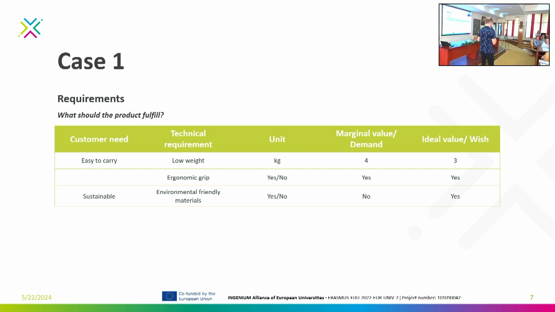So the customer need is basically, I want it to be easy to carry, whatever it is. So then the technical requirement, you can break it down. Easy to carry, maybe that's a low weight. And also maybe something about ergonomic grip, which means that it's nice to actually hold in your hand. And then the other thing is also, of course, sustainability: environment friendly materials. And then you can have the units. In this case, you have kilograms, yes or no, and the other one is yes or no. And then the marginal demand, and then the ideal value.